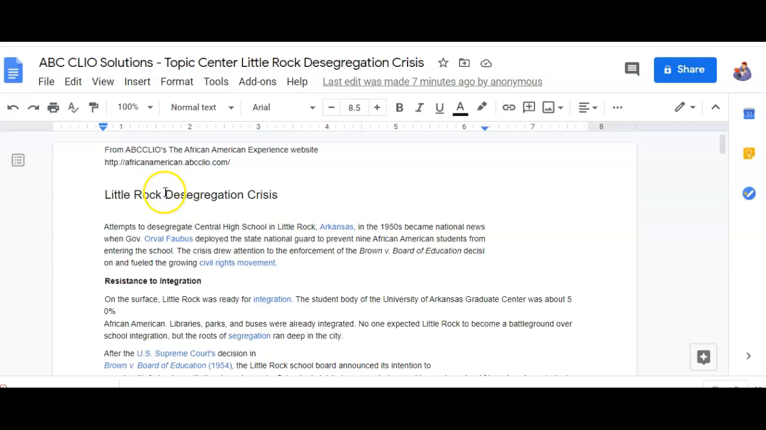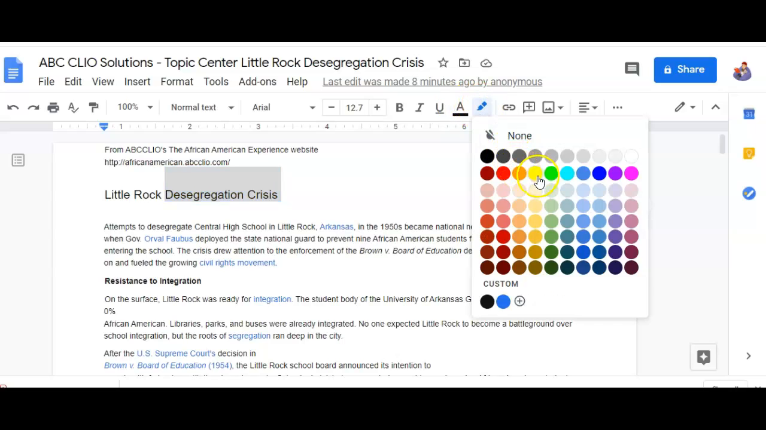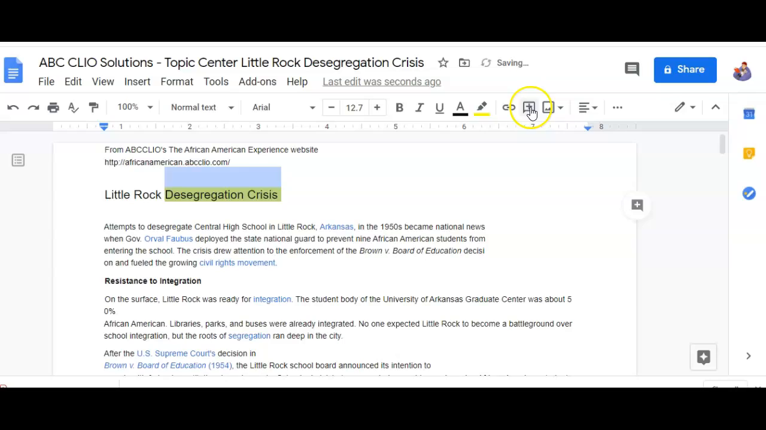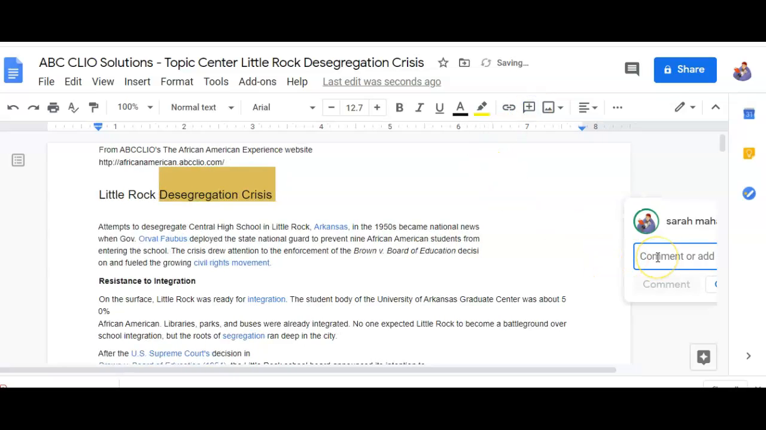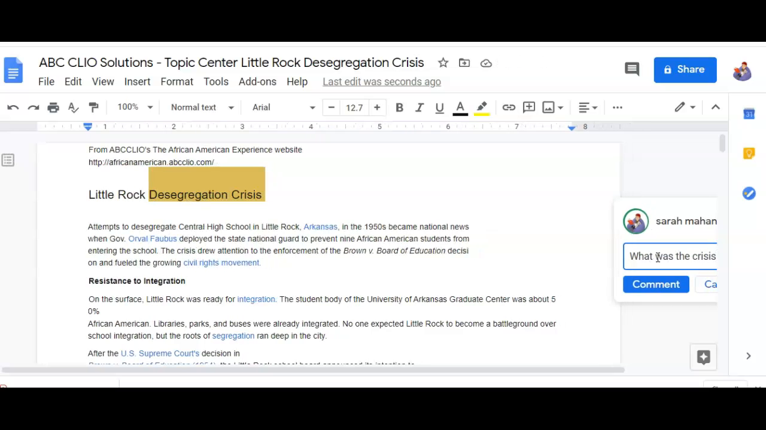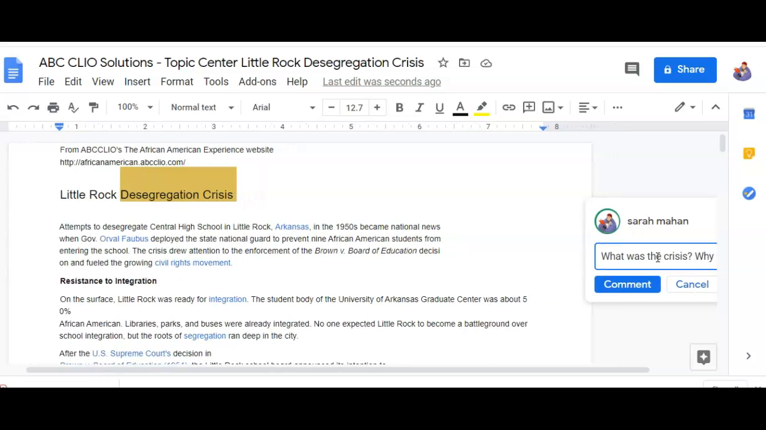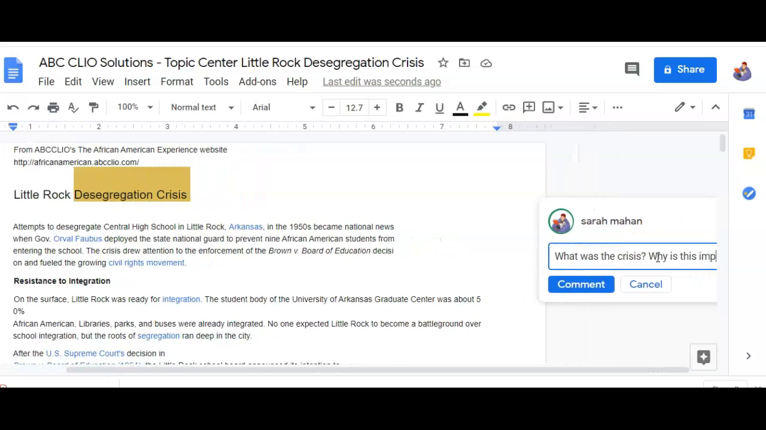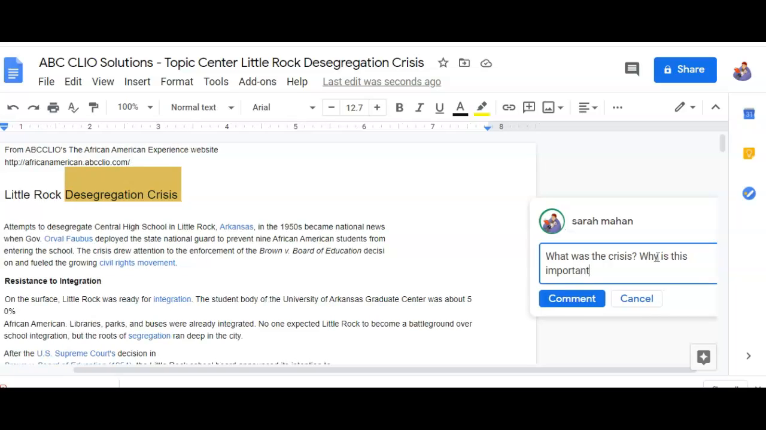So I would ask, why was this a crisis? What was happening? Why was it a big deal? Why do I need to know about this? What was the crisis? Why is this important? And even why Little Rock? Why not somewhere else in the country?